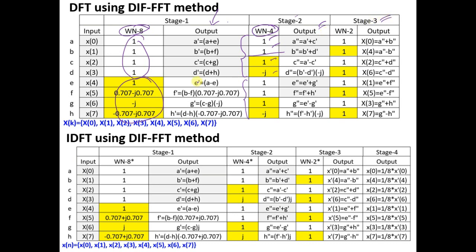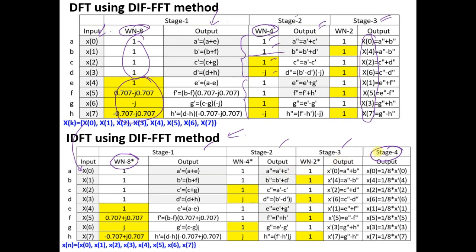Once it is there, again if you see the input, it is in the normal order. If you look into the output, it is in the bit reversed order. Then if you perform IDFT, the input becomes the frequency components in the normal order. Then instead of twiddle factors, we use the twiddle factor conjugates. Then you calculate the stage 1, stage 2, stage 3 outputs, and at stage 4, whatever values you get, you divide by 1 by 8, because this is an 8-point DIF-FFT.